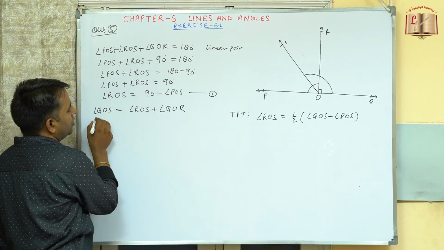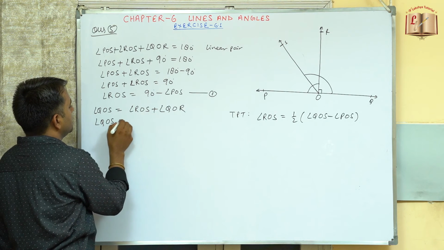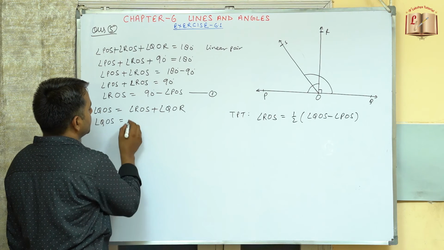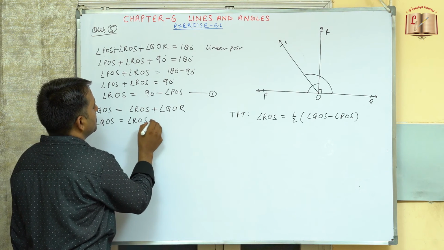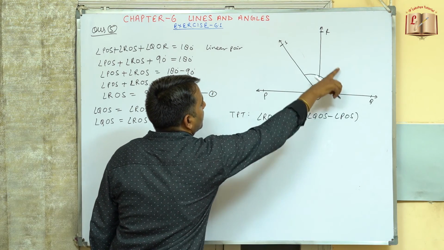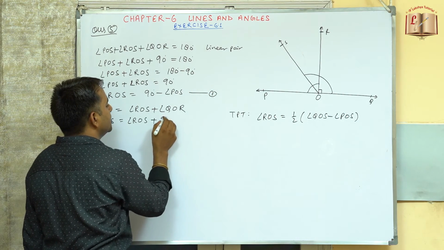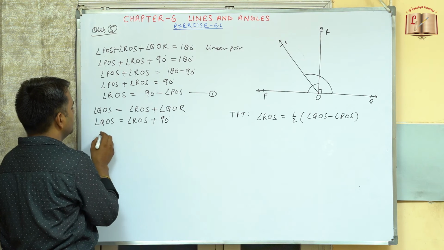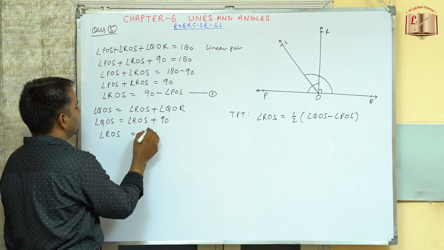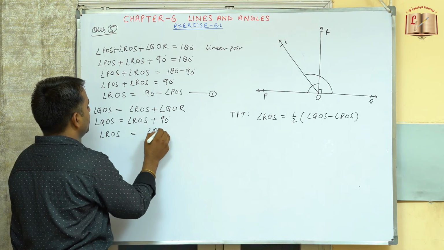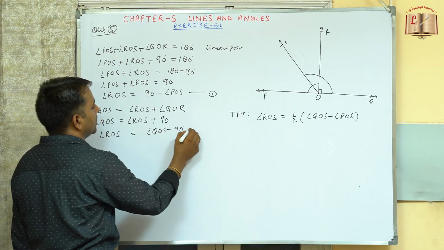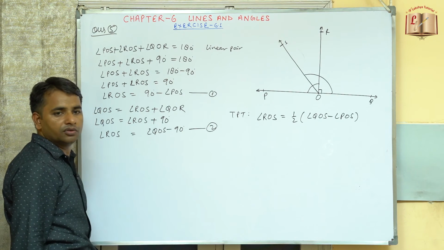So angle QOS is equal to angle ROS plus angle QOR. Now QOR is 90 degrees, already given, so we put 90 degrees here. So from here, angle ROS will be equal to angle QOS minus 90 degrees. This is equation number 2.